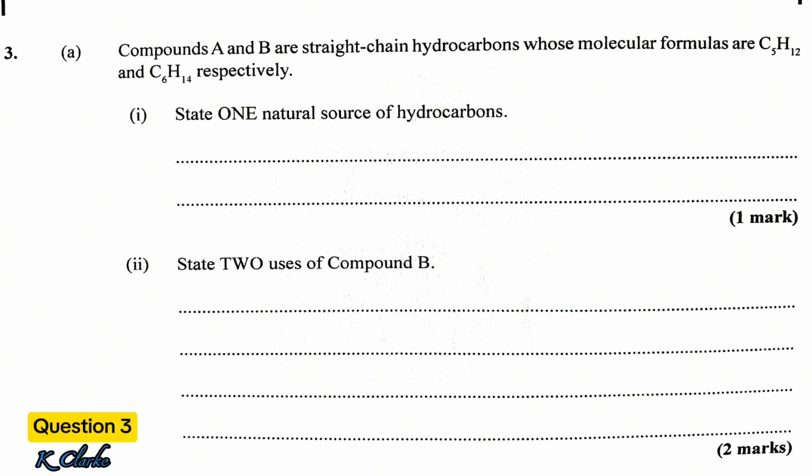Question 3. A. Compounds A and B are straight-chain hydrocarbons whose molecular formulas are C5H12 and C6H14 respectively. Part 1. State 1 natural source of hydrocarbons. Possible answers are crude oil, natural gas, coal, or petroleum.